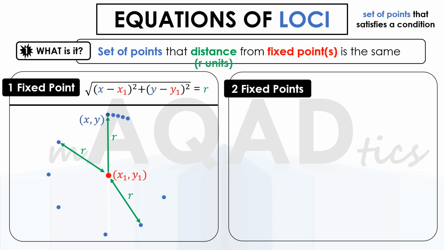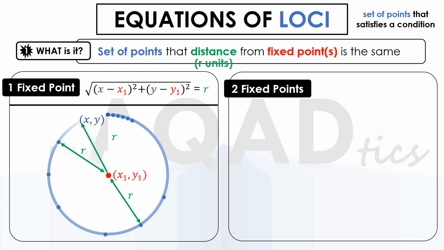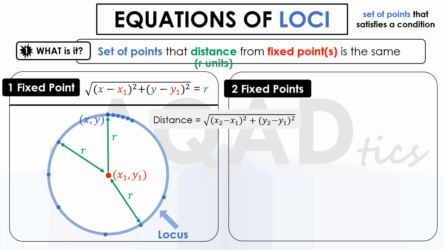Eventually, if I join all the points that satisfy this condition, it forms a circle, as you can see here. Now we need to find the circle's equation, which is our equation of loci, or locus. This equation is the circle's equation and it comes from the distance formula. You can see here x2 and y2 is the set of points that satisfy the condition, which is x and y, which I will put here.